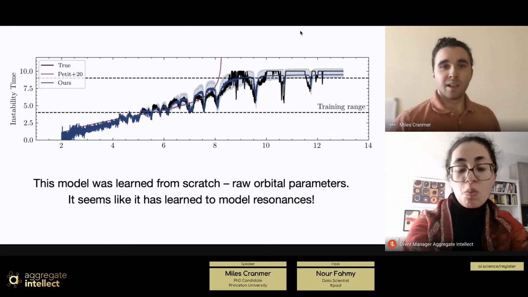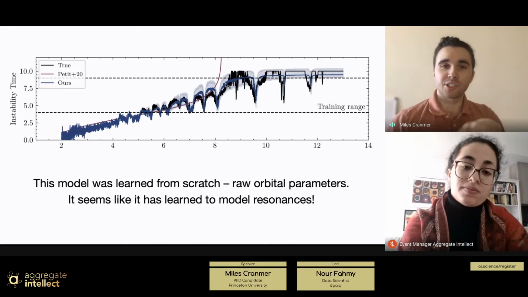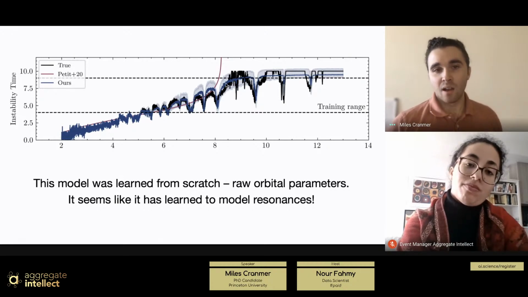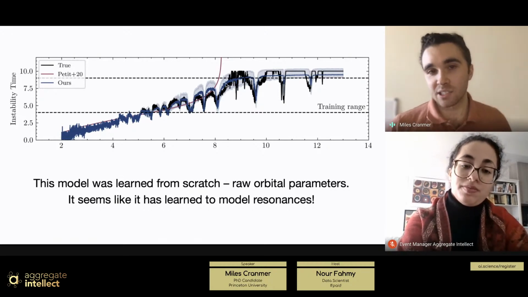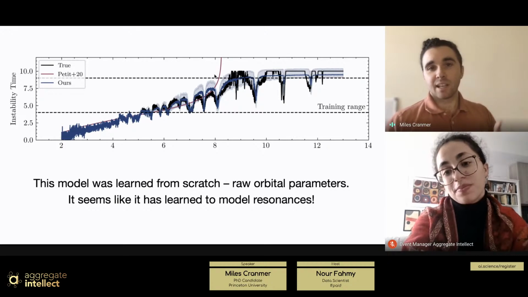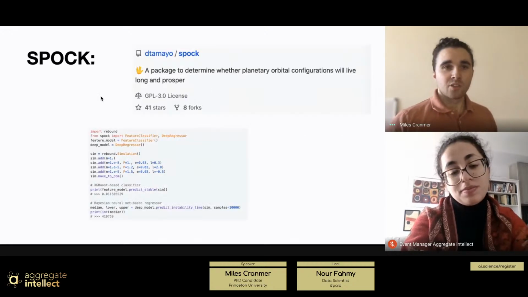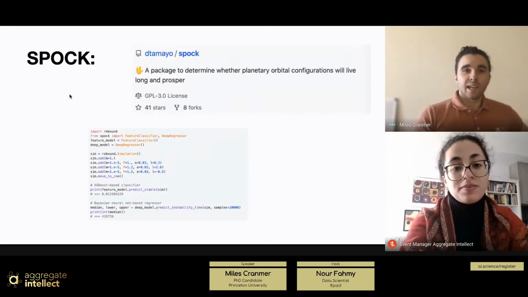So this model's learned from scratch, from raw orbital parameters, but it seems like it actually learned something about physics, which is really cool. These bumps are due to something called a resonance. And it seems like it actually learned resonance, which is cool. And it beats analytic approaches. So our model is on GitHub.